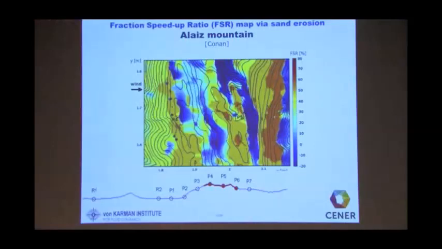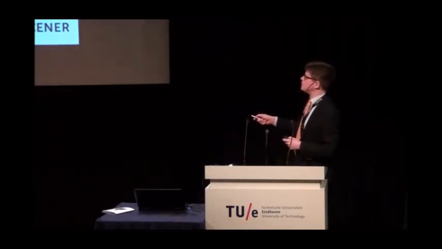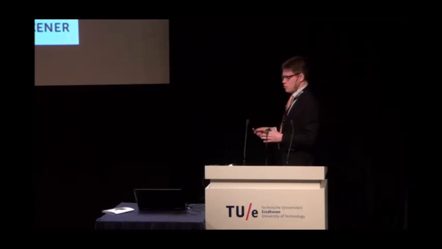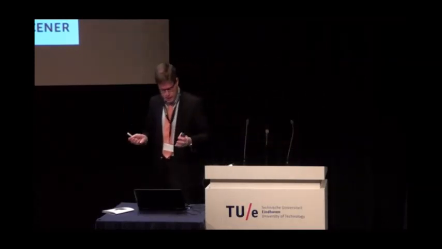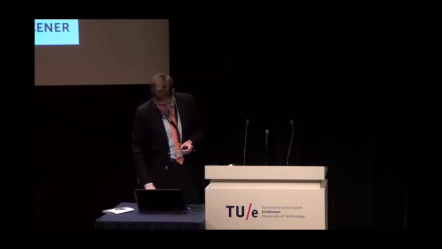You can actually come up with fractional speed-up ratios based on sand erosion. Blue regions, good wind comfort. And the red regions is where you have to put the turbines. I said already, now we master very well how to do these PIV measurements. This is the fractional speed-up at 90 meters. Red is PIV, and the other curves are CFD. I think the wind tunnel case we can master very well because they are neutral atmospheric boundary conditions.